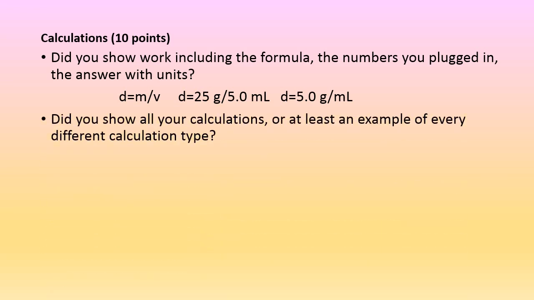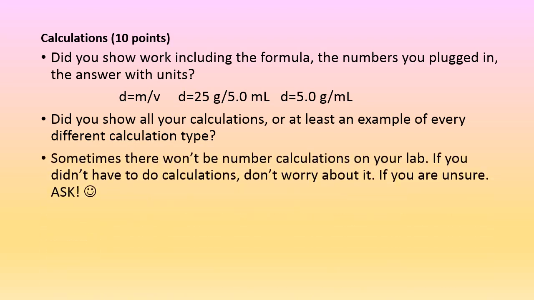Make sure you showed all your calculations in your lab, or at least an example of every different type of calculation. So in this density lab, for example, it said show one example of a calculation. So you would only show how you got density for one of your objects. And then sometimes there won't be number calculations on your lab. If you didn't have to do calculations, don't worry about it. If you're unsure if you were supposed to do number calculations and show them, then just ask your teacher. There's nothing wrong with asking. Just say, hey, I didn't see any calculations. Is that correct? Better to ask than to get something wrong.